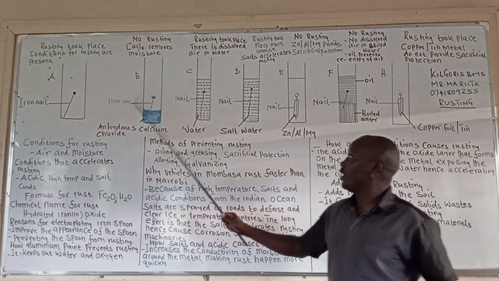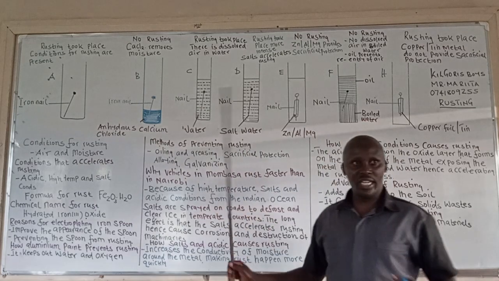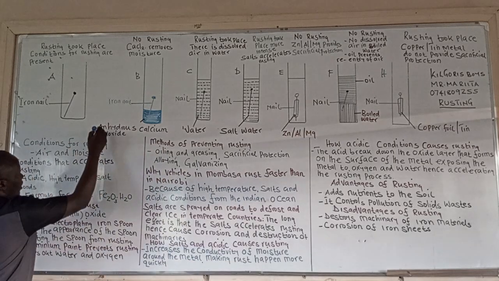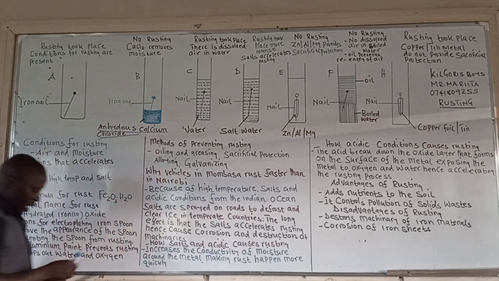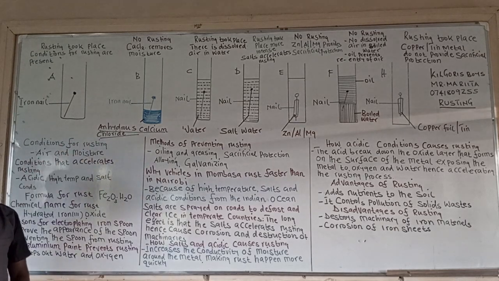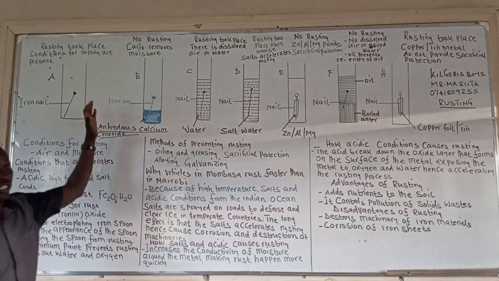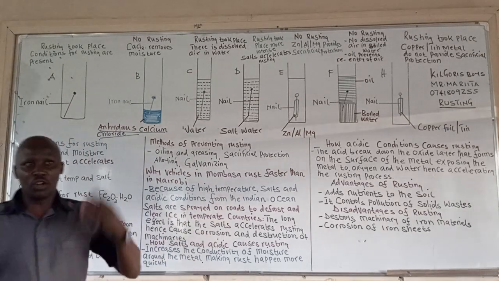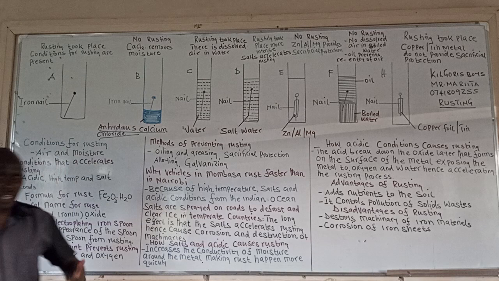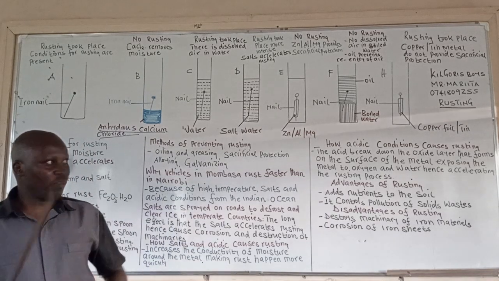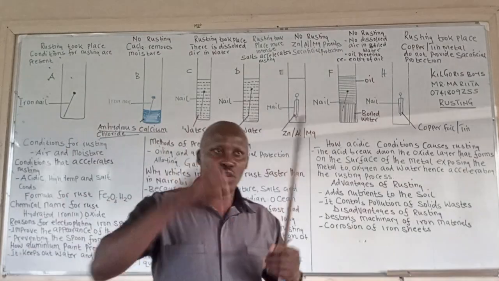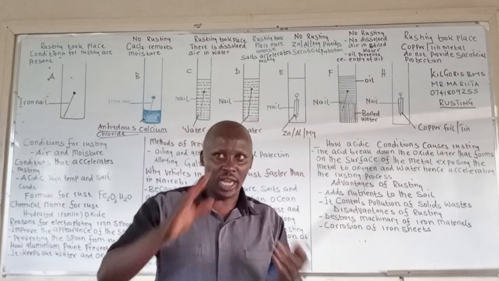When you come to test tube P, we have an iron nail, and this one we have anhydrous calcium chloride. In this case, a learner should explain well the purpose of this anhydrous calcium chloride. Somebody will say that rusting did not take place here because the conditions for rusting are absent. That one is wrong. You need to understand the purpose of anhydrous calcium chloride, which is used for drying gases.